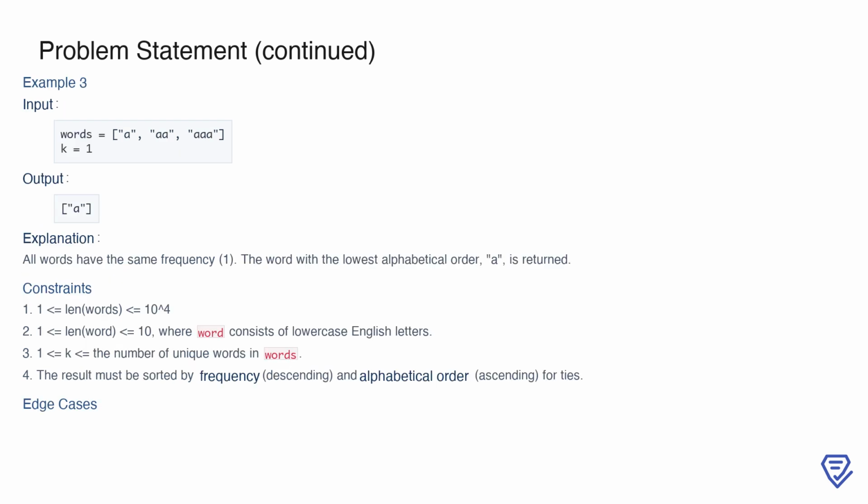Let's analyze a third example where the input is words equals ["a", "aa", "aaa"], and k equals 1. Here, all the words occur exactly once. Since their frequencies are tied, we rely on alphabetical order to determine the result. Among "a", "aa", and "aaa", the word "a" comes first alphabetically. Therefore, the output is ["a"]. This demonstrates how ties in frequency are resolved consistently by sorting the words alphabetically.